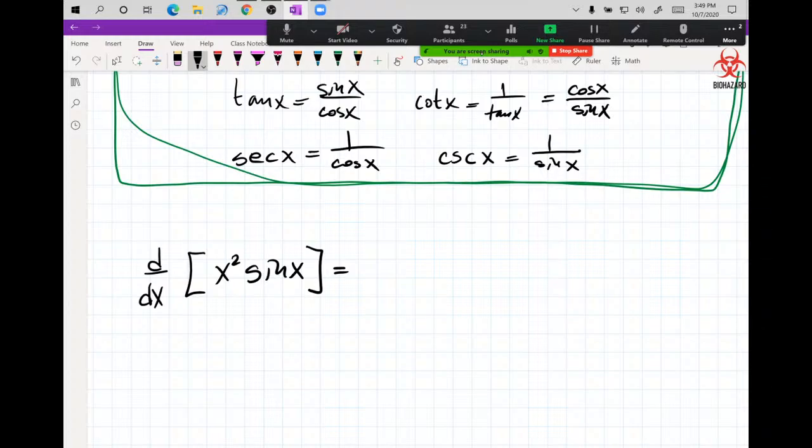Product rule. Awesome. So use the product rule, and let's see if you can factor anything. Please make sure you factor so it's simplified as much as possible.